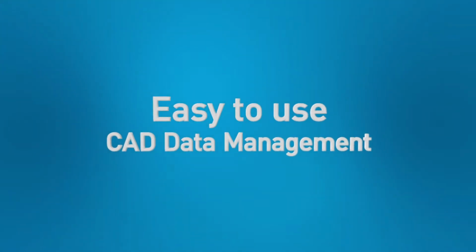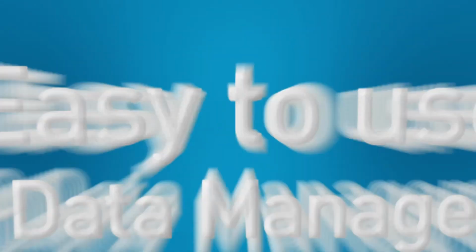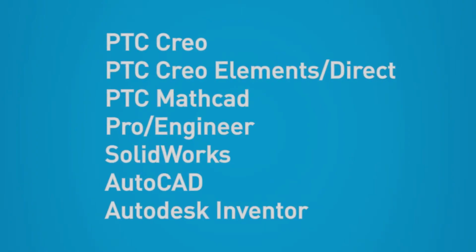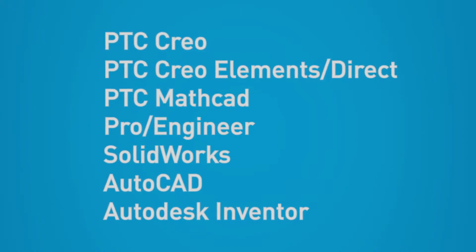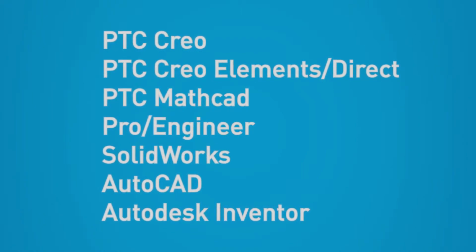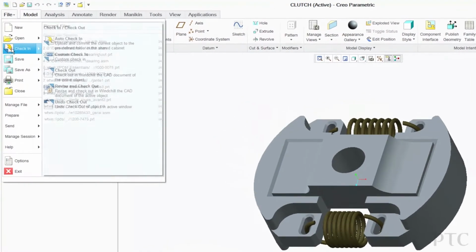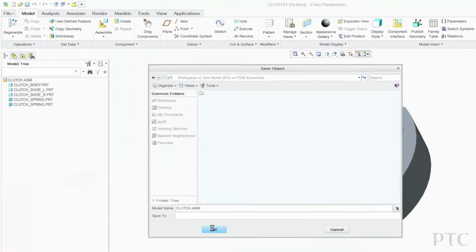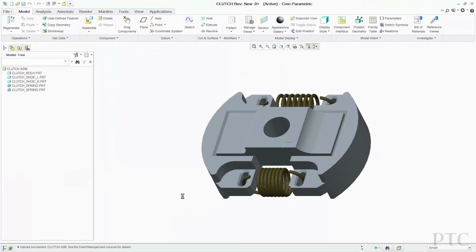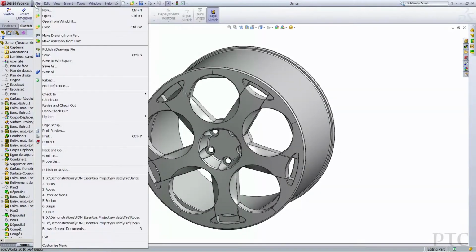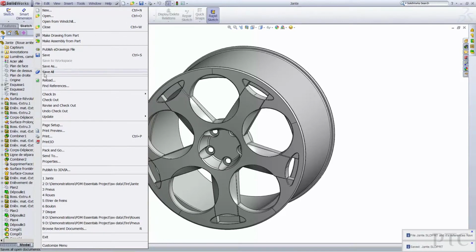Probably one of the main ways you'll use the product is to manage your CAD data. In addition to PTC Creo, PTC Windchill PDM Essentials can also manage data from all of these applications. Adding a new or updated design is easy. In PTC Creo, you just open the File tab, select Check-in, and it's now stored in PTC Windchill PDM Essentials. Checking in designs from another CAD tool is just as simple and streamlined.